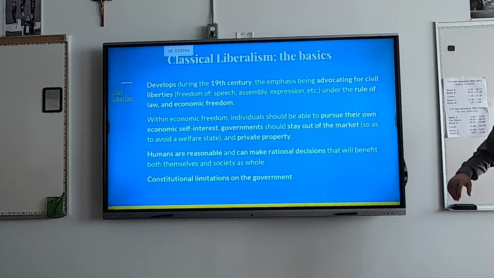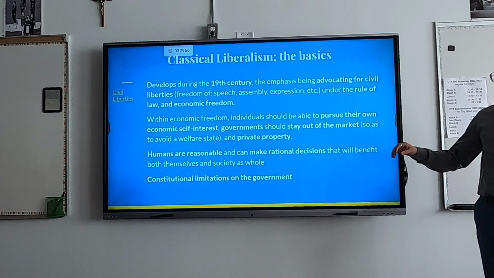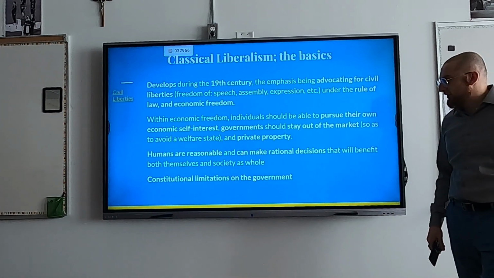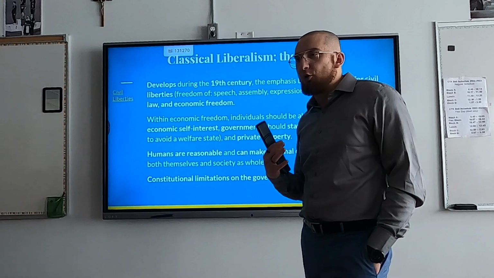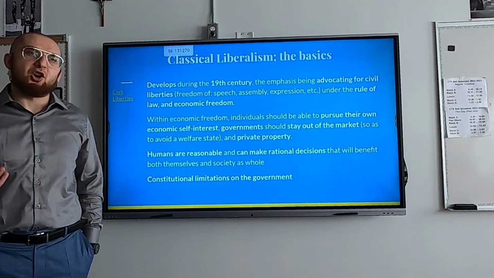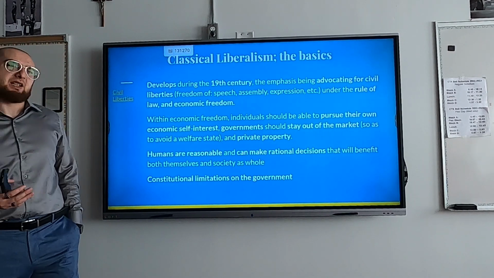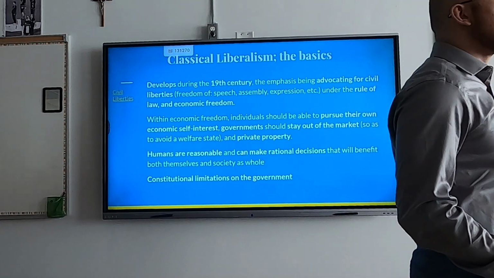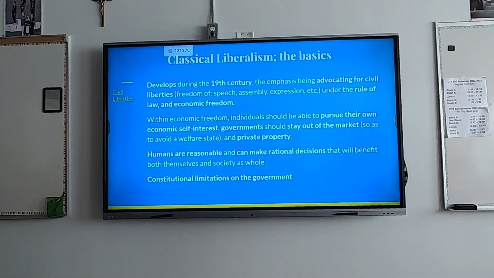So within the economic freedom realm, you have this idea that individuals should be able to pursue their own economic self-interest, and government should stay out of their lives. If you want to start a business, the government shouldn't make it difficult for you to do that. They shouldn't tax you heavily. They shouldn't interfere with how you spend your money too much, particularly when it comes to tax.